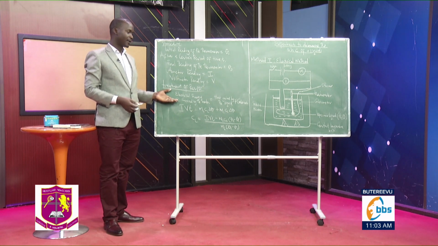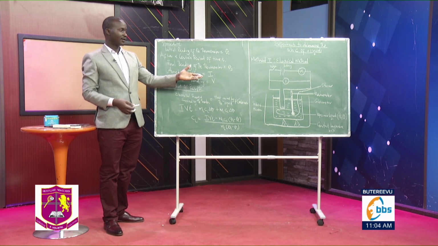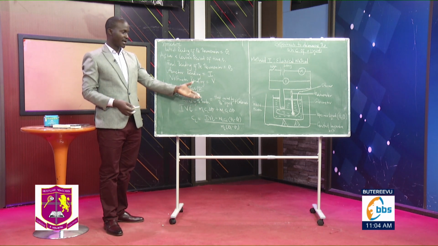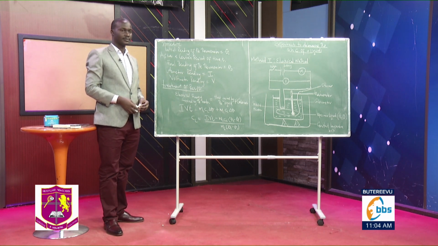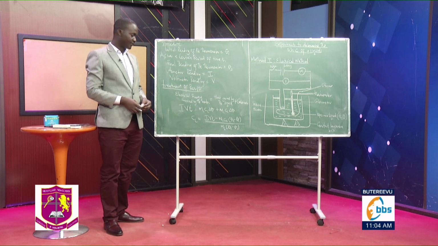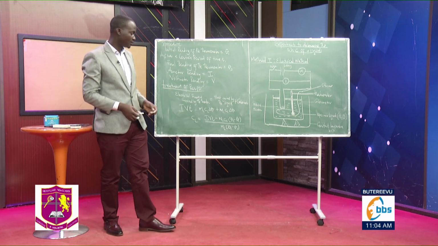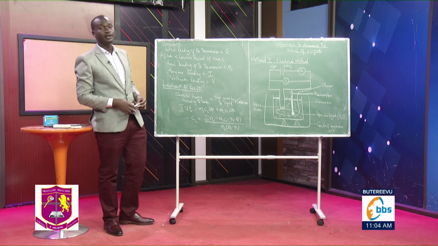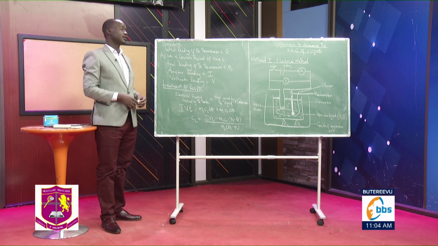Why this way? We have said that the heat energy that is coming from the heater is what is being distributed to the liquid plus the calorimeter. We arrive at this as being the final expression that we can use to determine the specific heat capacity of the liquid.